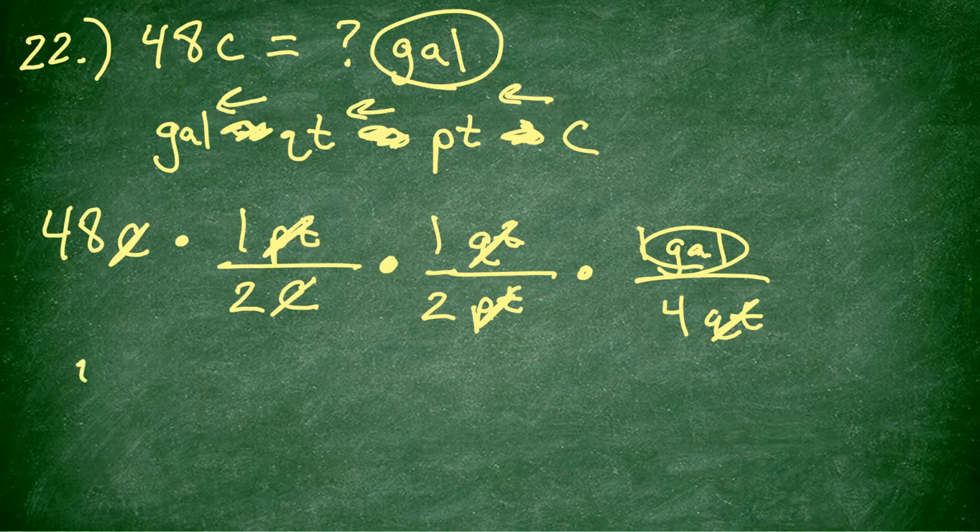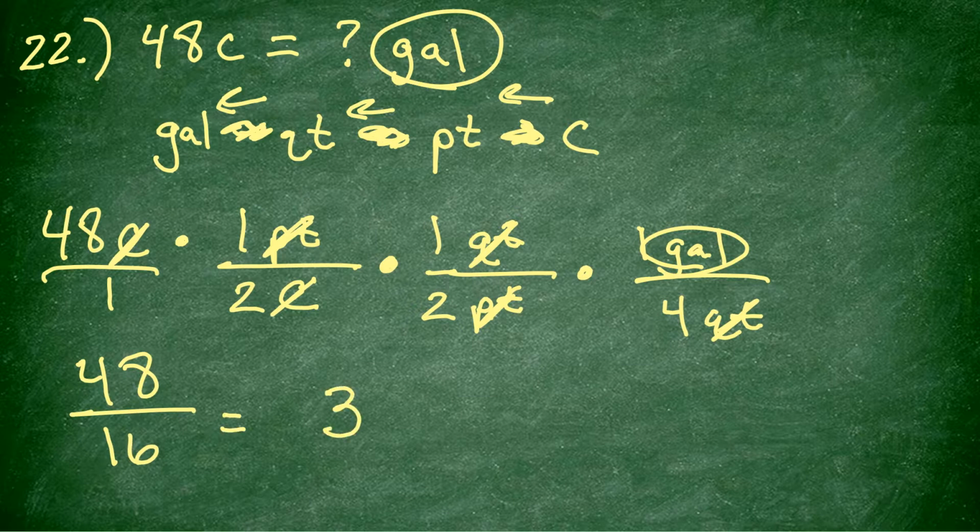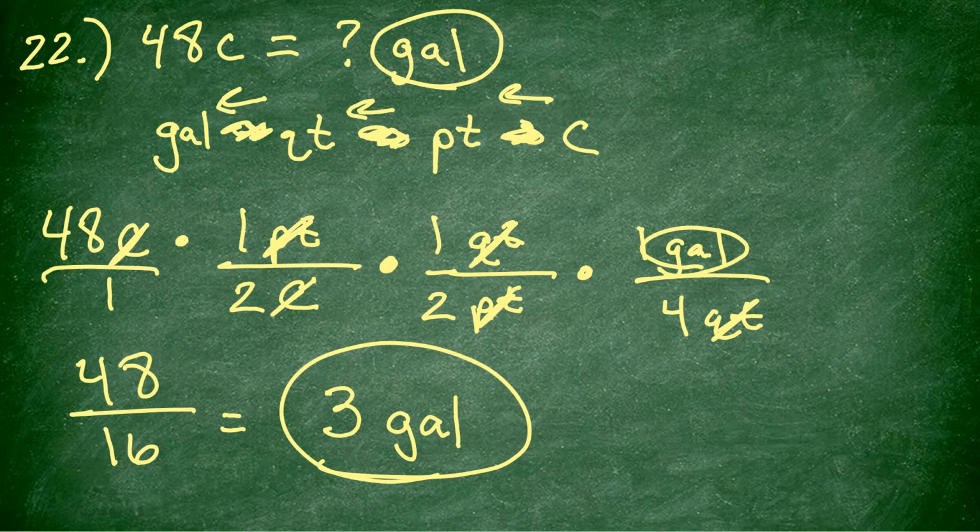So I end up with 48 on top, because 48 times 1, remember this over 1. 48 times 1 times 1 times 1 is 48. 1 times 2 is 2, times 2 is 4, times 4 is 16. So 48 divided by 16 is 3, and we're left with gallons. And that's it for 22.